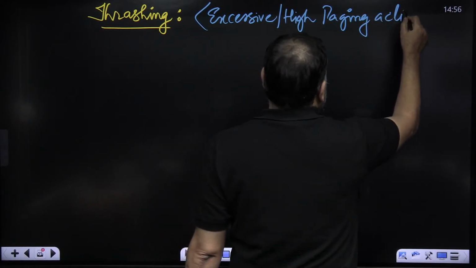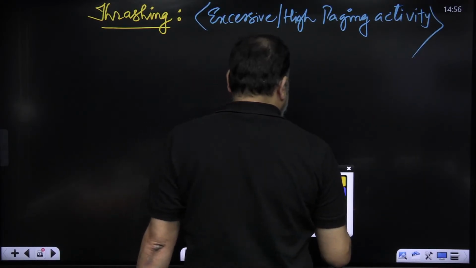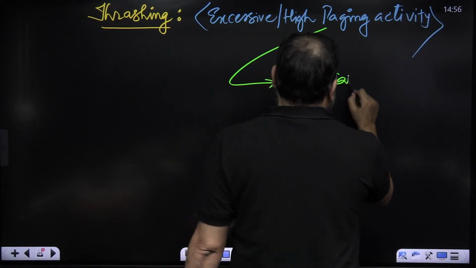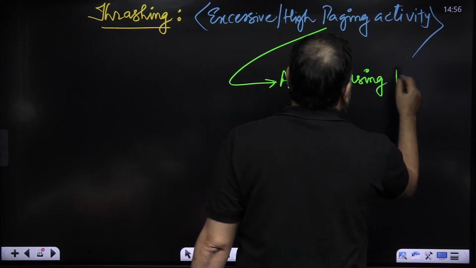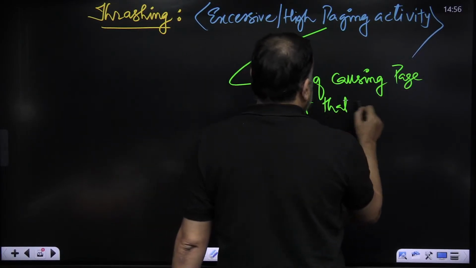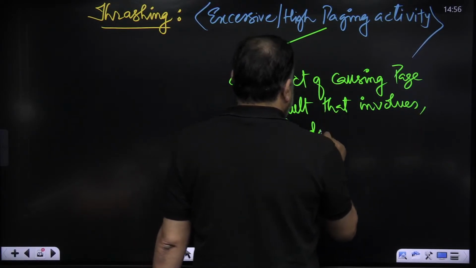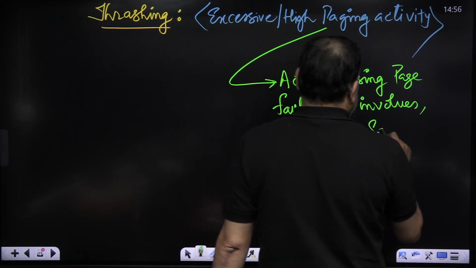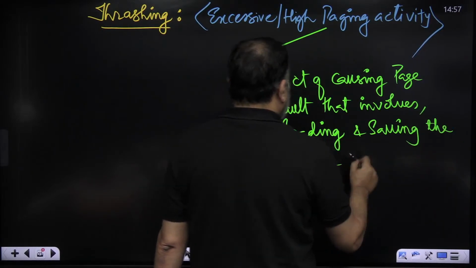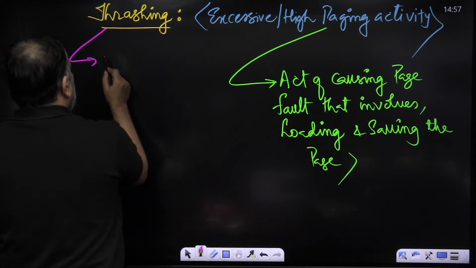सर ये पेजिंग एक्टिविटी क्या है? पेजिंग एक्टिविटी का मतलब क्या है? लेट अस अंडरस्टैंड. Paging activity means the act of causing a page fault, that involves loading and saving the pages. Loading and saving the pages is called paging activity. Invariably, अगर शॉर्ट में आप कहने के लिए कहो तो thrashing is nothing but very high page fault rate.